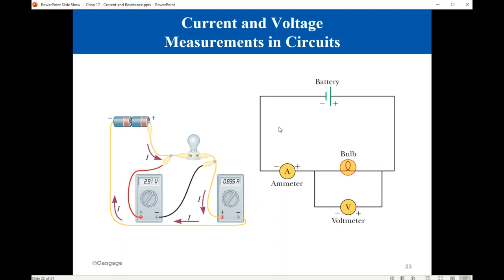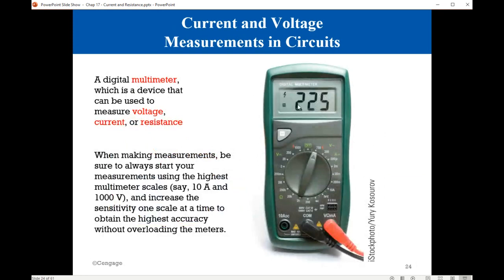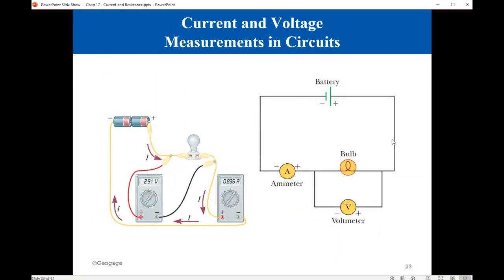As you can see in this circuit, an ammeter is connected in series. That is to say, all the current that passes through the light bulb will pass through the ammeter as it continues to the other electrode of the battery. On the other hand, voltmeters are connected in parallel.